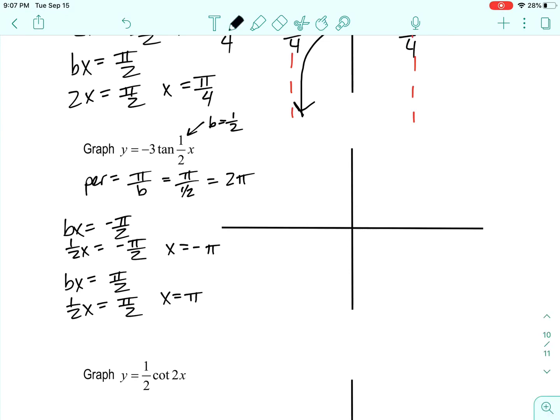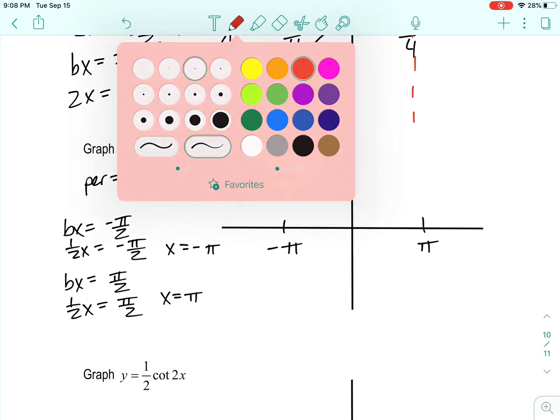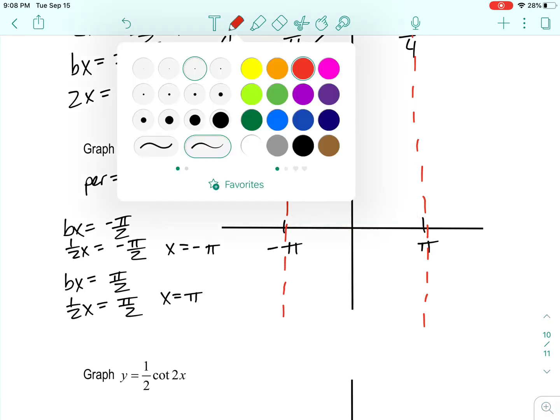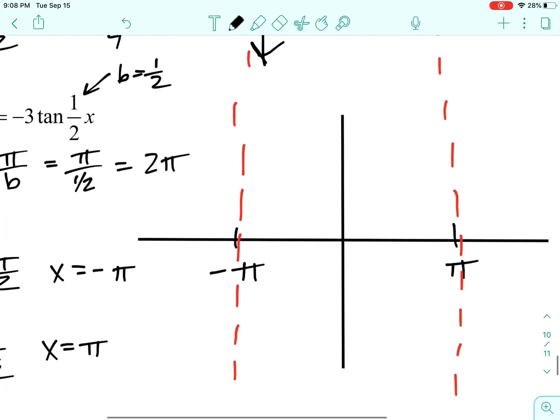But my first asymptote is here at negative pi. My next asymptote is here at positive pi. So I'm going to put my asymptote dotted lines on there, like so. And just for peace of mind, I did say originally that the period was 2 pi, and that makes sense because the distance between here and here is actually 2 pi. So that works out well. And again, my point that I'm going to use on the graph goes through right here.